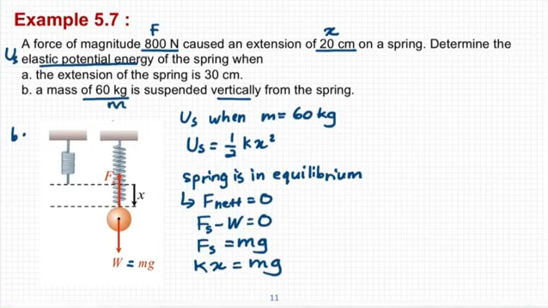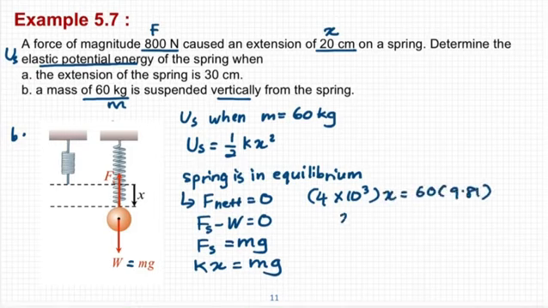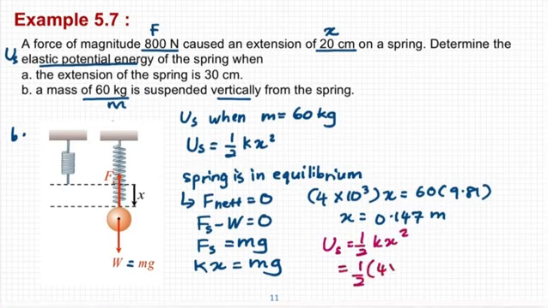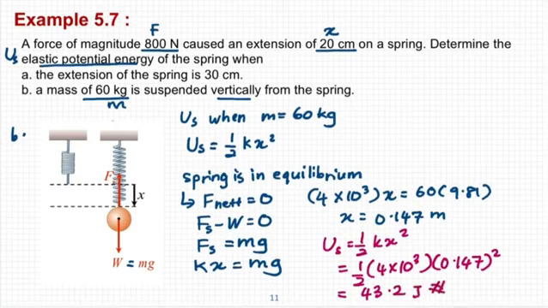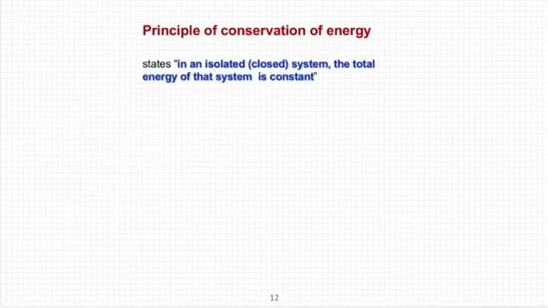So we get this, and then substitute in the values. So 4 times 10 to the power of 3 times x, and m is 60 kg times 9.81, and x will be 0.147 meter. And now we can substitute x into the equation of elastic potential energy. So Us is equal to half kx squared, substitute in the values, and finally we will get our Us to be 43.2 joule.